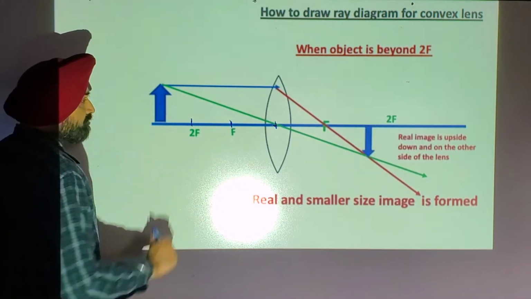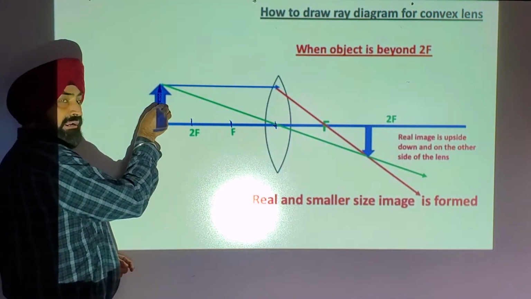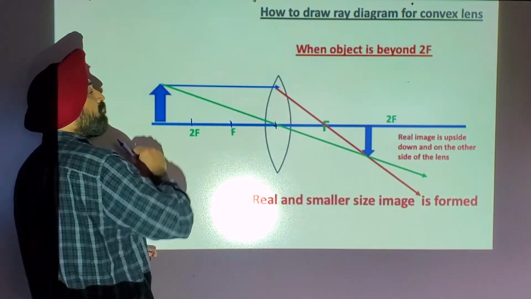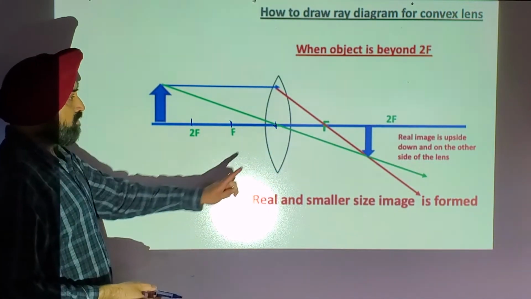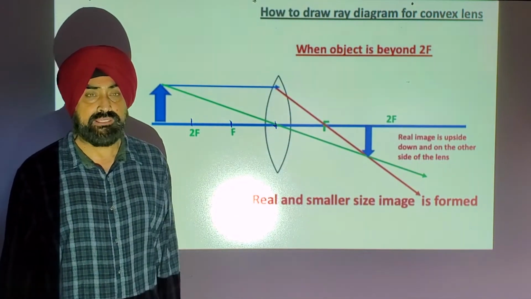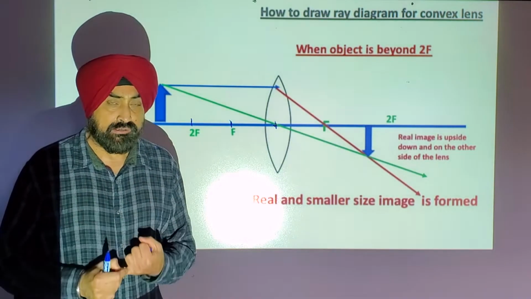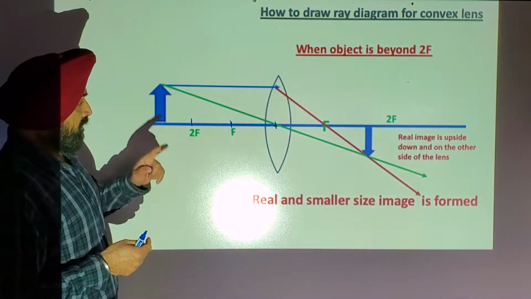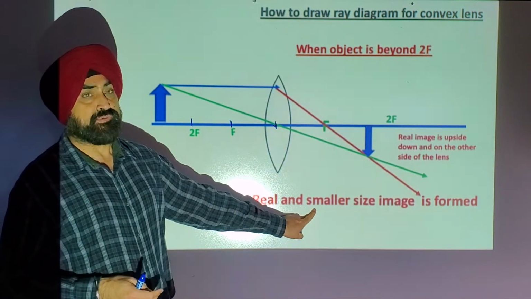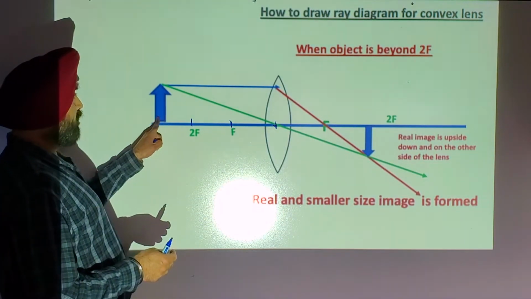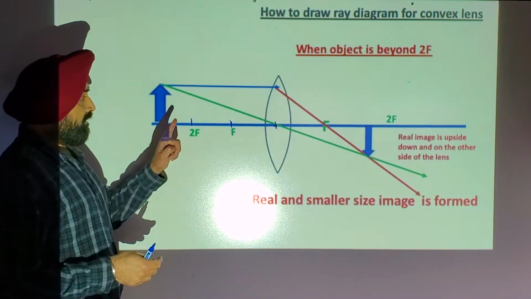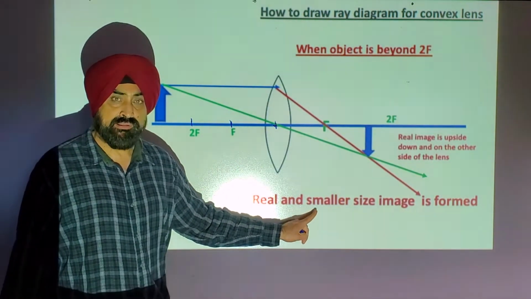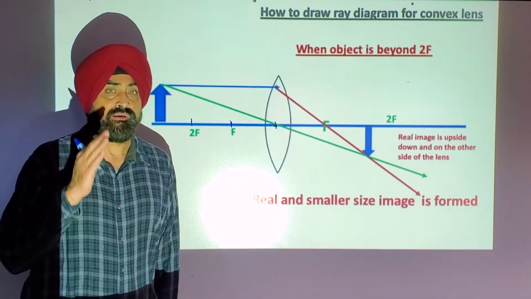You see the object is upright here and the image is upside down, and the image is formed on the other side of the lens. So this type of image is a real image. What is a real image? It is upside down, it is on the other side of the lens, and smaller in size. So if the object is placed beyond twice the focal length, the nature of the image is real, upside down, and smaller in size.